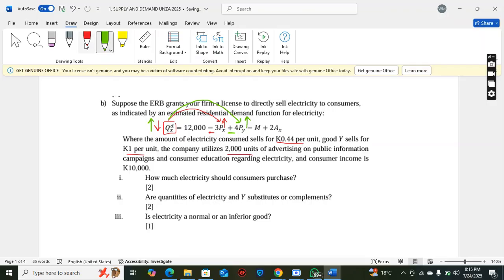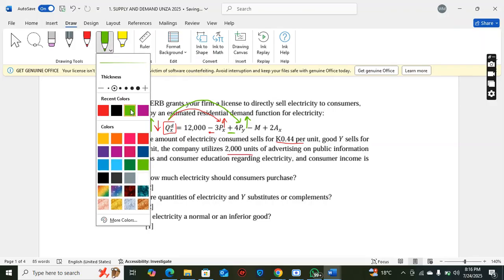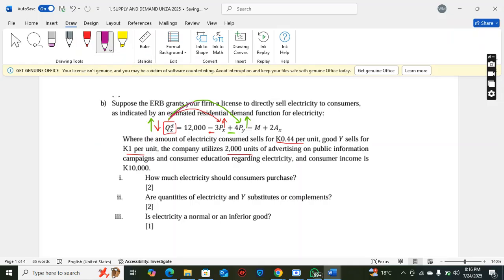Then the quantity demanded of electricity is also dependent on income. We have a minus sign here, which is telling us there's an inverse relationship between income and the quantity demanded of electricity. If income goes up, quantity demanded of electricity is going to go down. And vice versa. If income goes down, quantity demanded of electricity is going to go up.